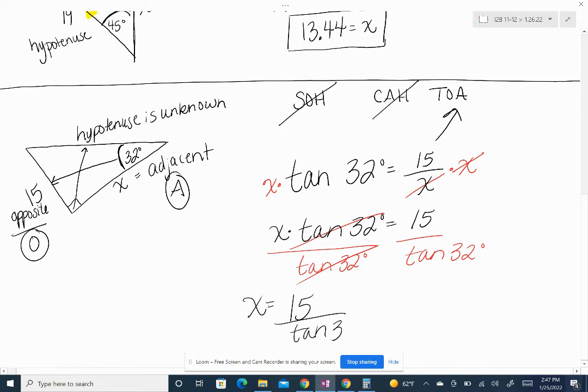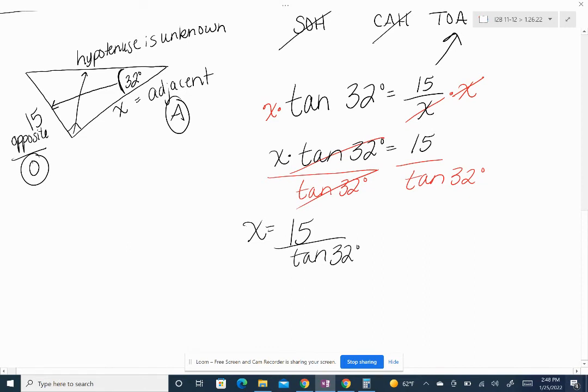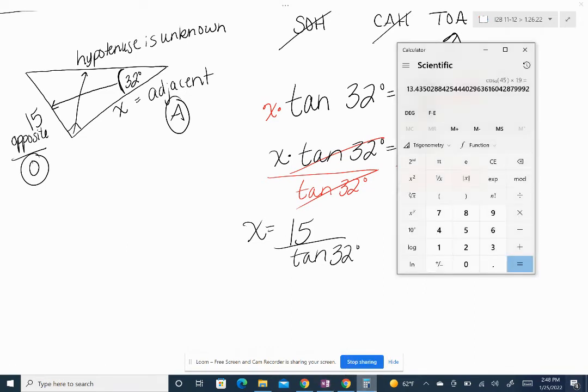tangent of 32 degrees. So if you have a graphing calculator, you can actually just put this all in together and just make sure parentheses are around everything. Let's say you have a calculator like this. You could break it up, or you can put parentheses around everything. So I could do 15 divided by parentheses, and then it's going to be 32 tangent.